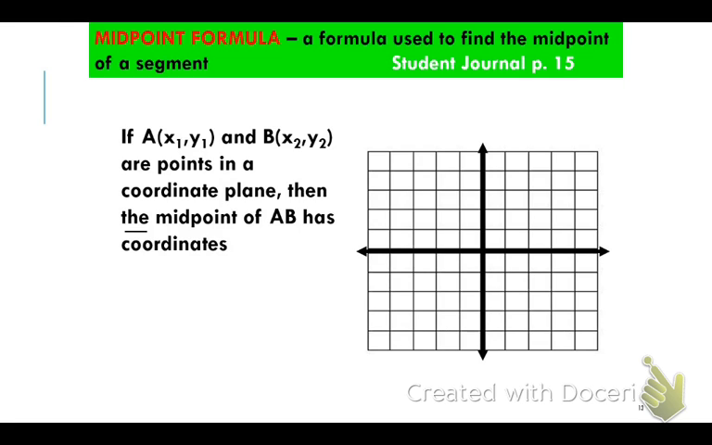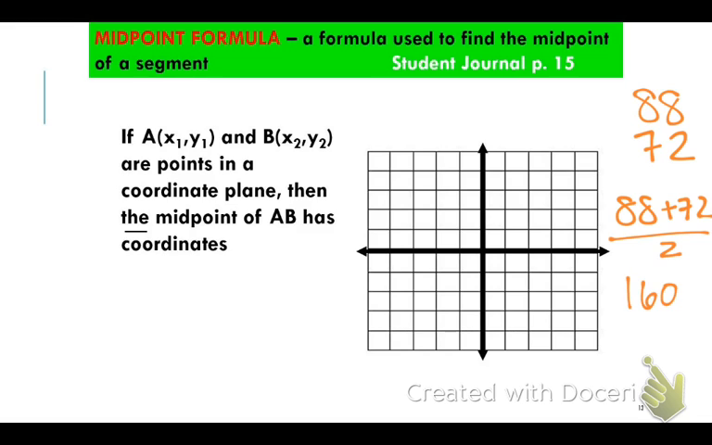So think about this. Let's say Jordan gets an 88 on his first test, and then the next test he gets 72. How would you find the middle of these two numbers, the average of these two numbers, Jordan? Add them and divide by 2. Does anybody know what this is called? It's the average. So you'd get 160 divided by 2. So the average would be an 80.